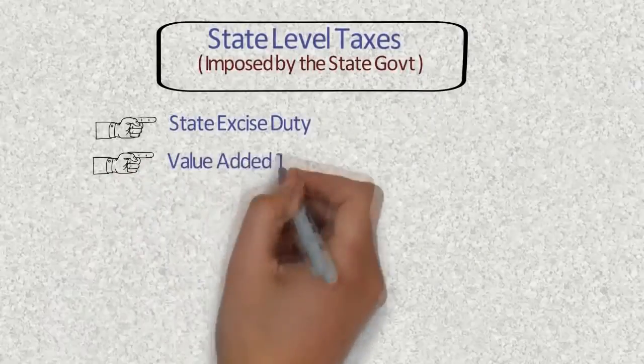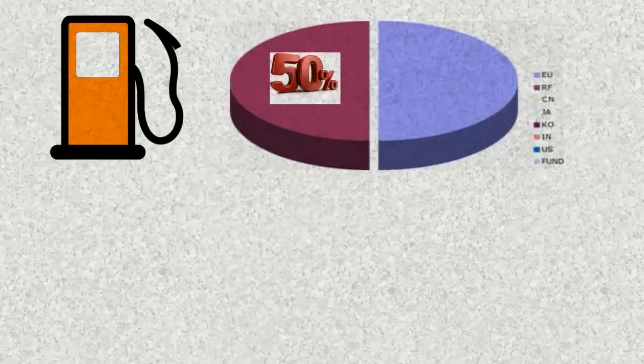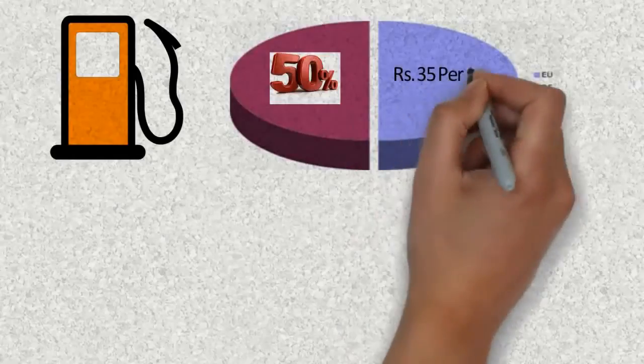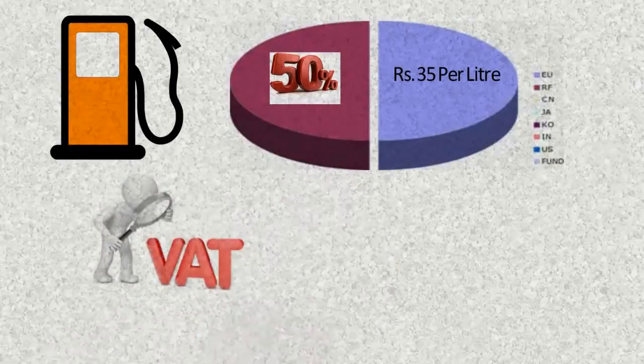Value added tax. Do you know taxes make up nearly half of petrol price? It means if you are buying petrol for rupees 70 per liter, you pay approximately rupees 35 per liter towards taxes. One of the major tax components in petrol prices is value added tax or VAT, which is around 25% of total price. This rate is lowest in Goa, which is why petrol prices are cheaper in Goa as compared to rest of the states.